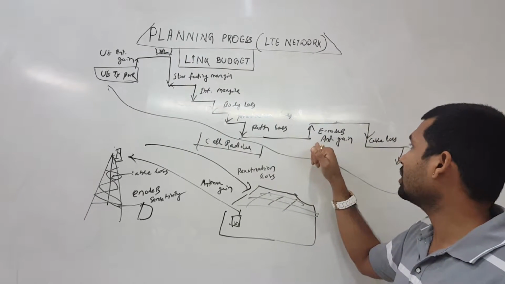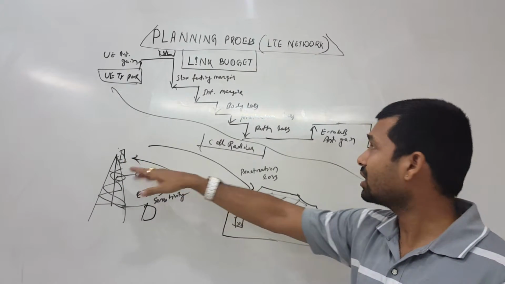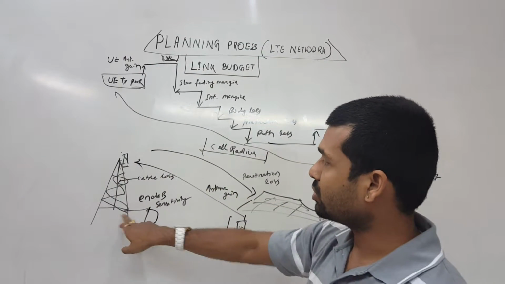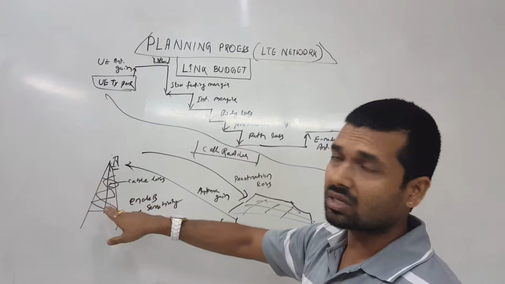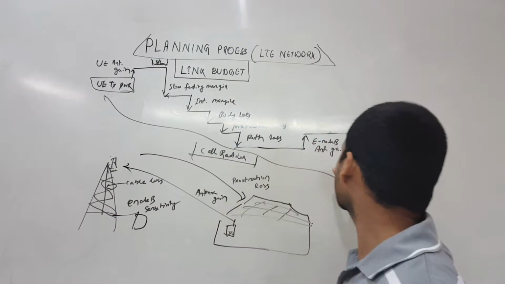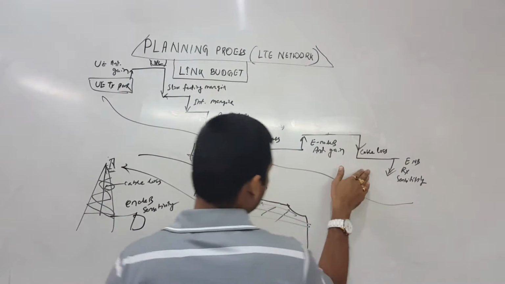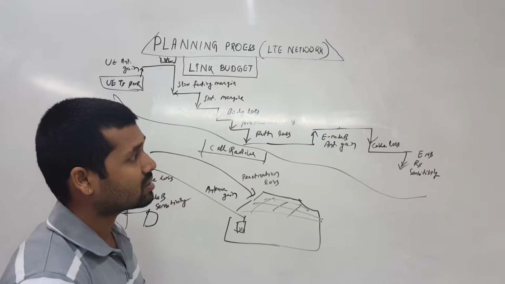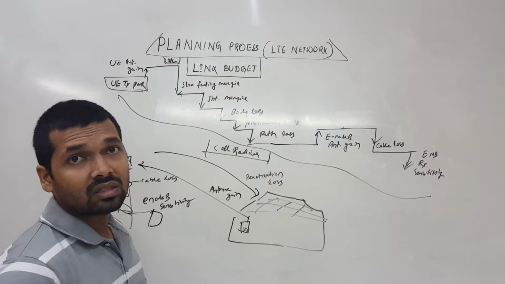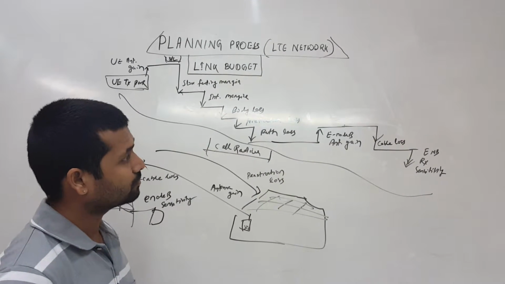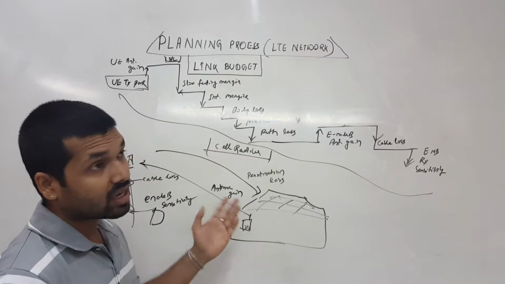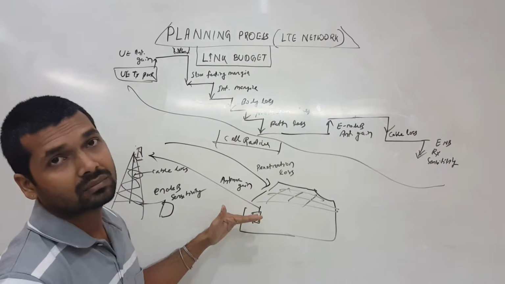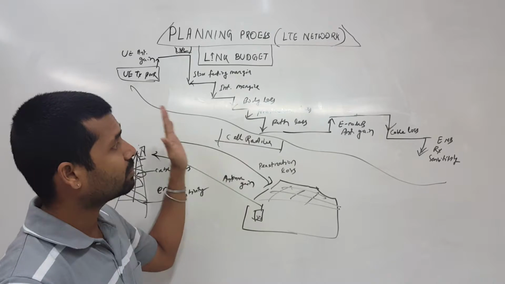Then we have a gain, that is the E node B antenna gain. Then we are having cable loss from the antenna to the transmitter. We are having RF cables connected, so we are having a cable loss. Then we are having E node B sensitivity, the receiver sensitivity. So we are having a receiver sensitivity margin also. Apart from that, there are other aspects like fast fading and EIRP. Those things will be seen in the downlink budget. So this is the uplink budget.